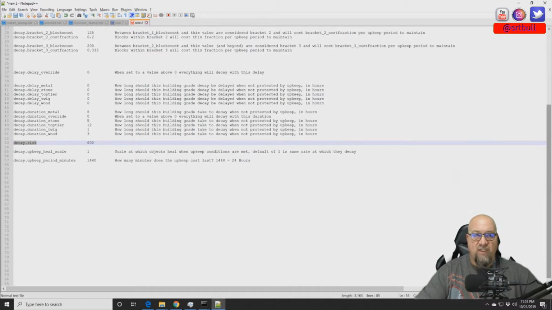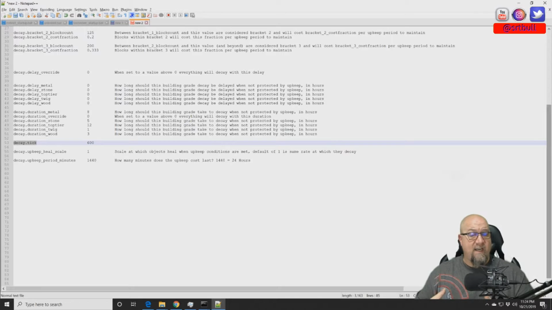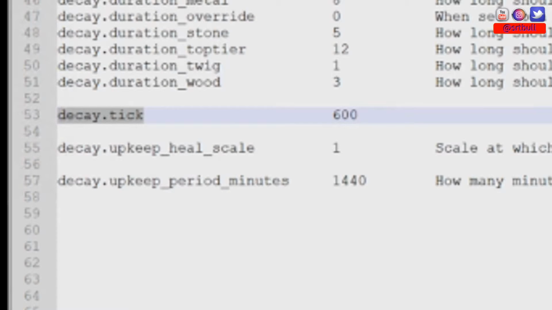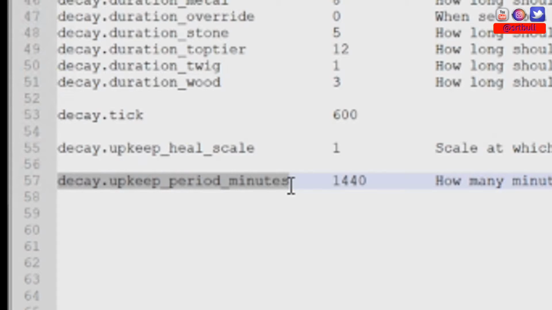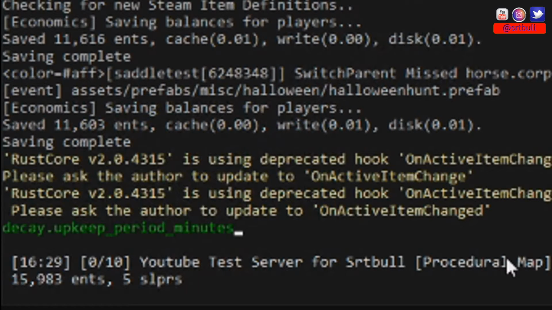But if we wanted to change the upkeep period to a longer period, let's say 36 hours instead of 24 hours, so a day and a half instead of just one day, we would use this command down here. This is decay upkeep period in minutes. So let's take that over to our console, and we want to change this number to 2160. This is going to make it so that our upkeep period is 36 hours instead of the default 24. So our 30 stones that is required for this base is now going to last 36 hours instead of 24.